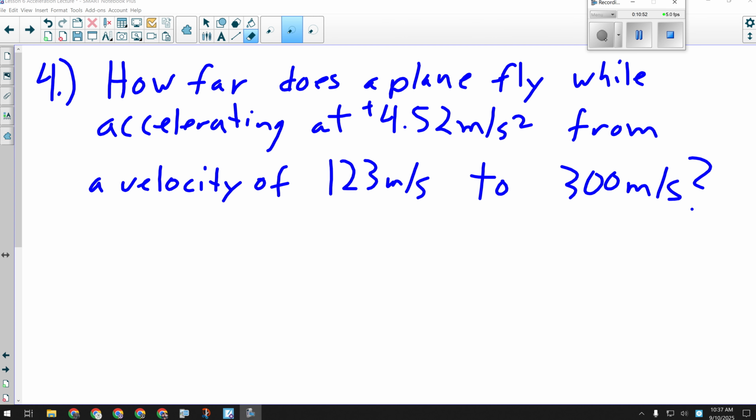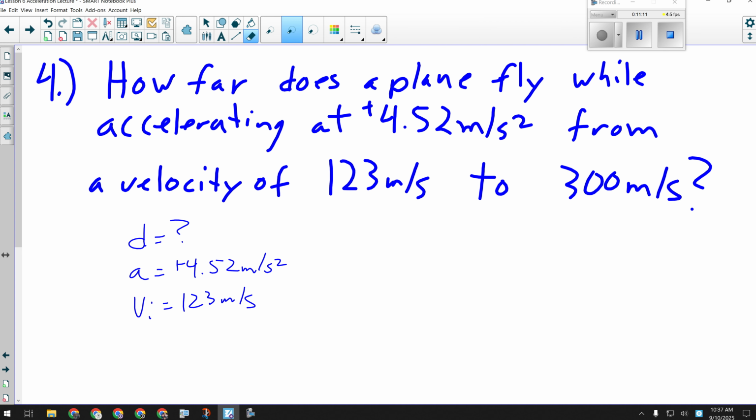So we're looking for how far a plane flies. So we're looking for D, while accelerating at positive 4.52 meters per second squared, from a velocity of 123 meters per second to 300 meters per second. Those would be by default positive because the acceleration was indicated to be positive as well.